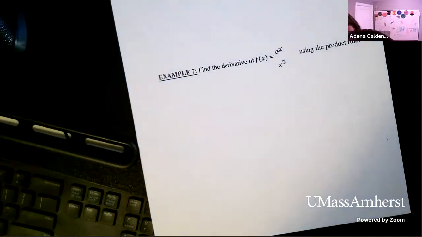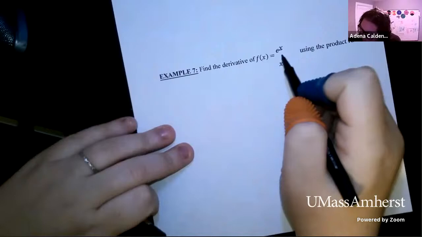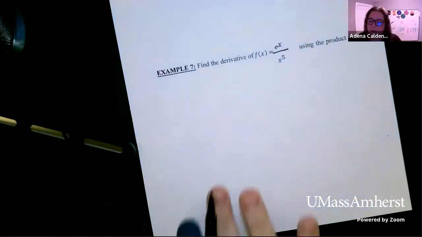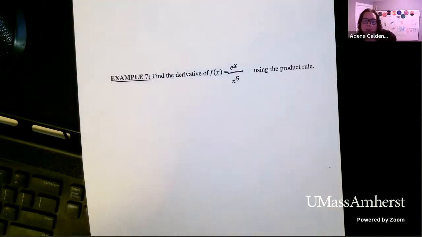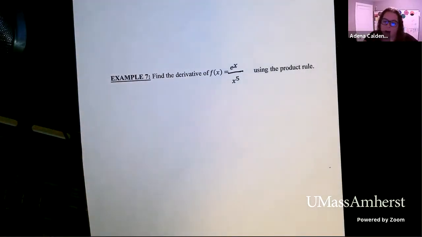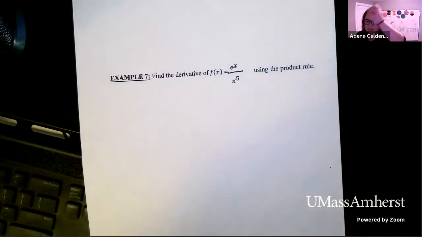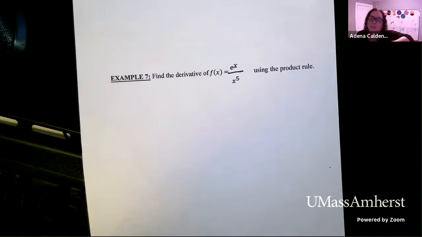Whoop. That's goofy. My line didn't print. Okay, e to the x over x to the fifth. So we want to find the derivative of the function e to the x over x to the fifth using the product rule. So what I want you to notice here is that right now, this is not written as a product, right? I don't have something times something. I have something over something.